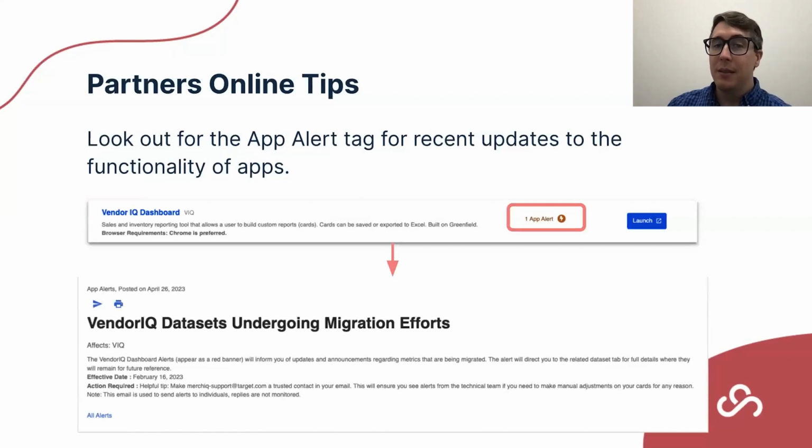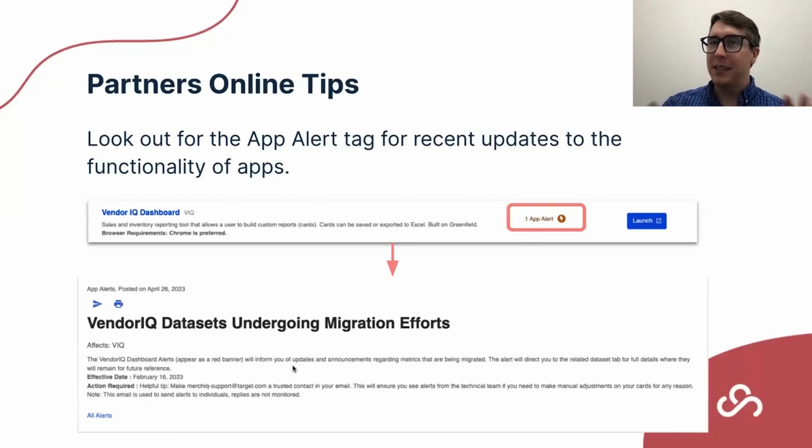Within Partners Online, when you're checking out the apps, they will give you alerts about an update or a change. So watch out for these little app alert notifications on the right-hand side of your apps and reports page. You can click into that and they'll give you more information, including when it's happening. In this example from April 26th, they're letting you know now that something happened in February. So just something to be aware of.